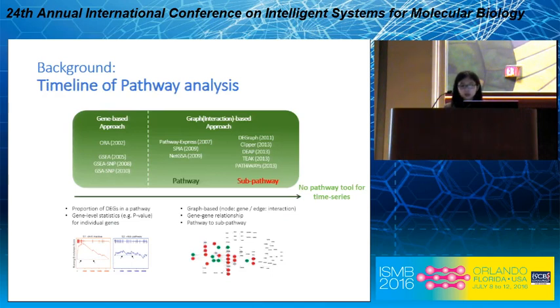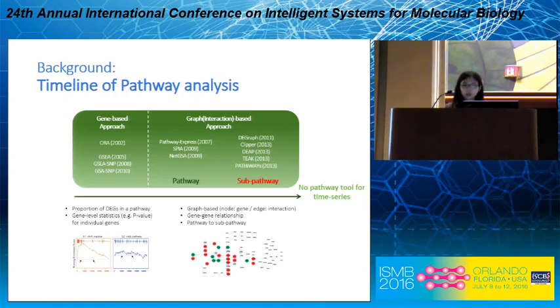And pathway analysis started with the gene-based approach, such as GSEA. Those types of analysis used gene-level statistics from individual genes, such as p-values. And around 2009, there was a method called SPIA, which used gene-gene relationships from the databases, and those types of approaches construct a graph with nodes and expressions mapped into those nodes.